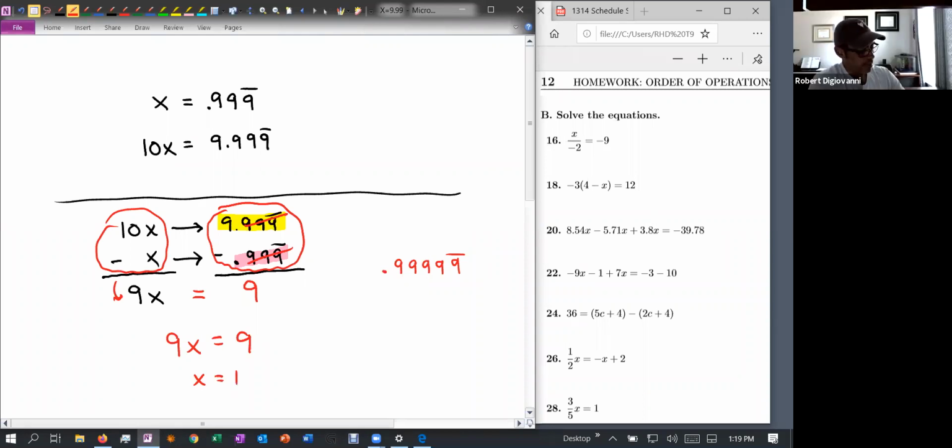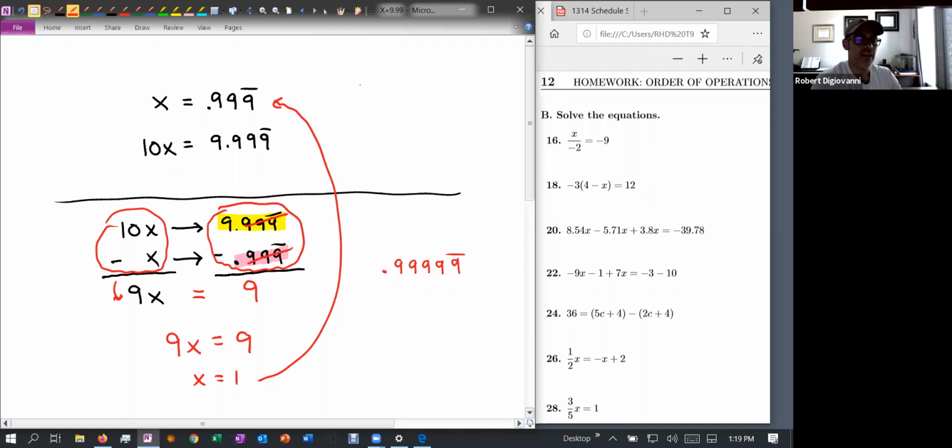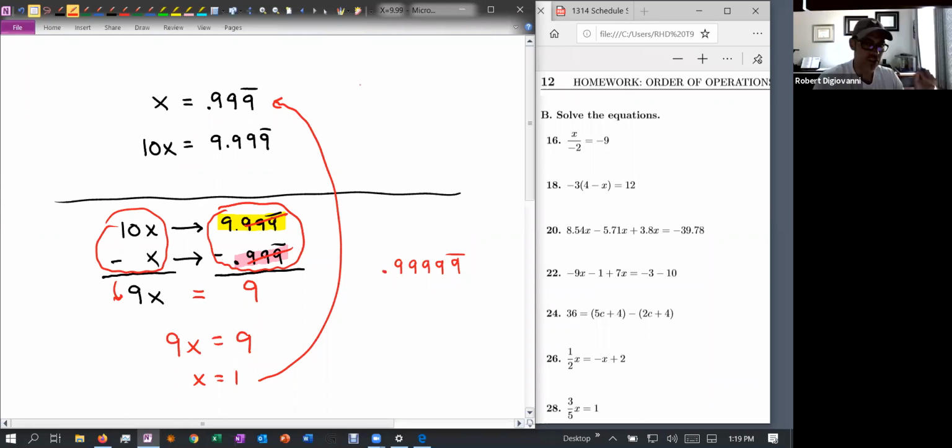What does that mean? That 1 is the closest number to 1? Nope. That means that 0.999 forever is 1. Because it doesn't seem like it would be, but it is.